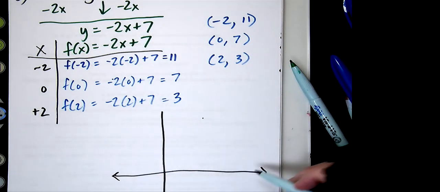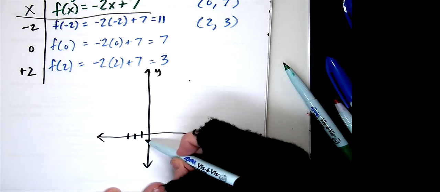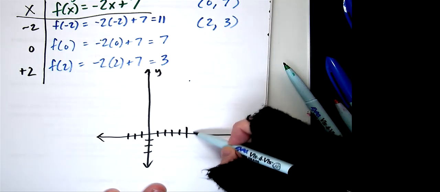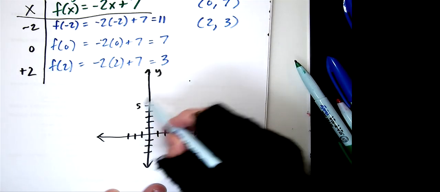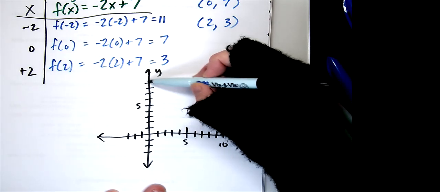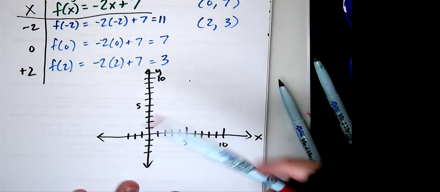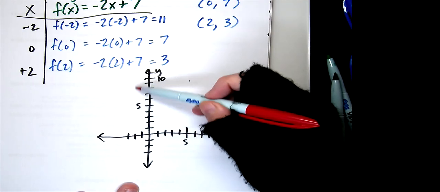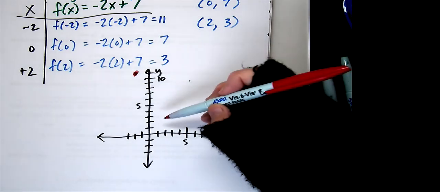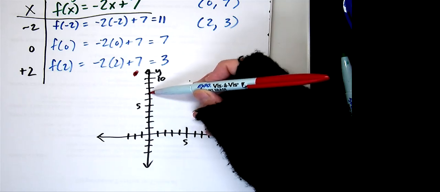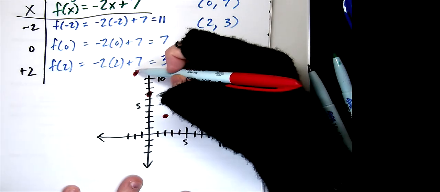Looks like I don't have very many negative values, so I'm going to make my graph a little bit longer in the positive directions. So negative 2, 11, I go back 2 and I go up 11. This would be 10, I go up one more and I'm right there. Zero, 7, I go up to the 5 and then 2 more puts me right there. And 2, 3 is right there. I connect these dots, they make a straight line.